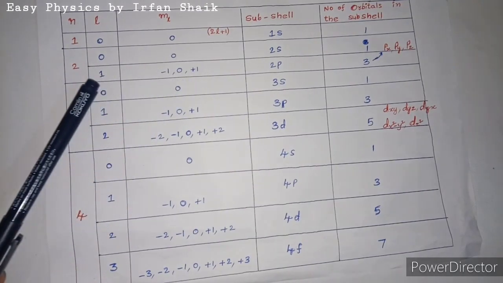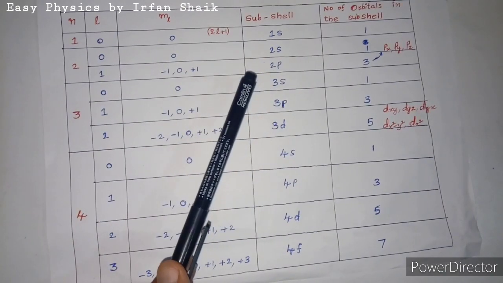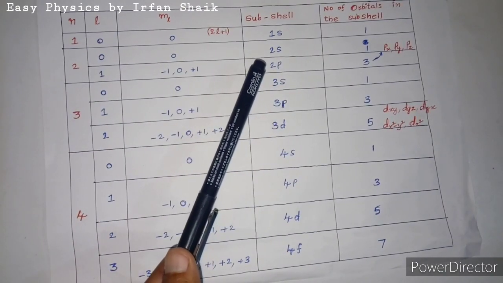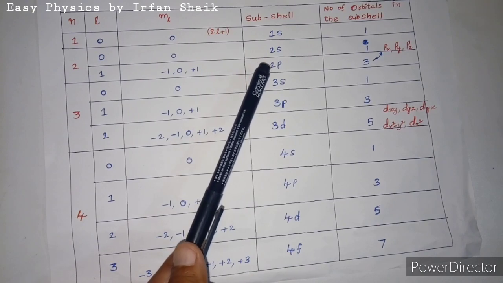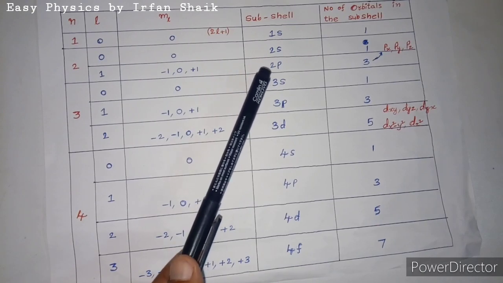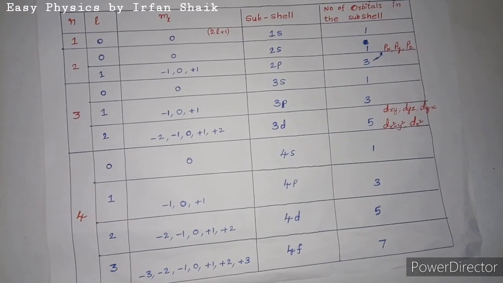If l is equal to 1, it indicates a p orbital. That means the p orbital is present in the second shell. That's why it is called the 2p orbital. So this orbital is the 2p orbital. So what are the subshells in the 2p orbital?